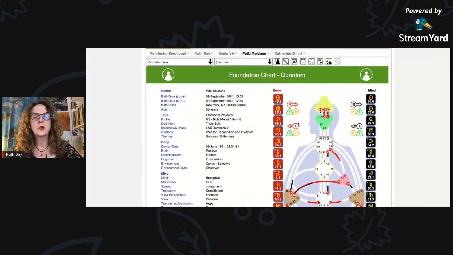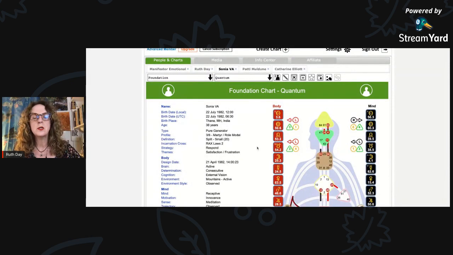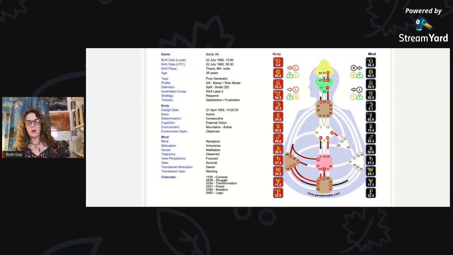Okay, so we're going to go, and this one will probably speak to more people because this is a generator, and most of you will be generators. All right, so what makes Sonia a generator is that she has this sacral center defined. And that's it. That's all you need to be a generator. What it also means is she will have sustainable energy. She gets stuff done. She will work generally slow, steady, a hard worker.